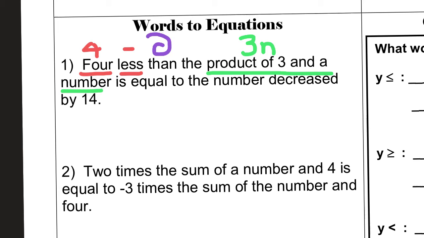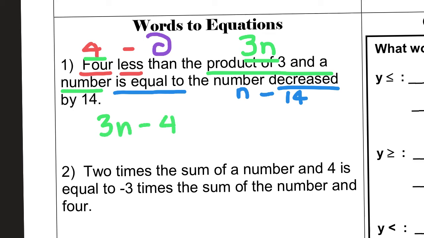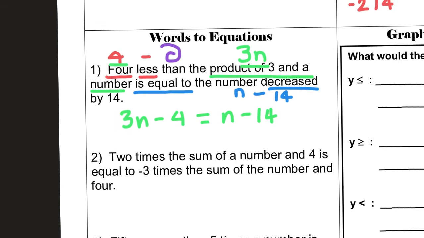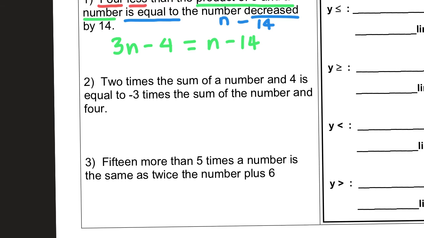Then the next phrase is equal to. The number, well, it's the same number, decreased by implies subtraction, 14. So now let's put that all together. Remember, we're switching the 4 and the 3 in. So the final equation will be 3n minus 4 is equal to n minus 14. Try the next two on your own.